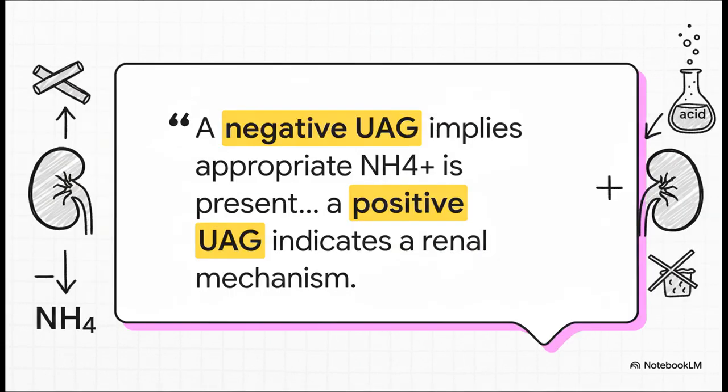You know, this quote from the source material really sums up the core logic perfectly. A negative UAG means the kidneys are doing what they're supposed to do. A positive UAG means they're not, and that points to a renal problem as the root cause. I mean, that's the entire principle right there, in a nutshell.